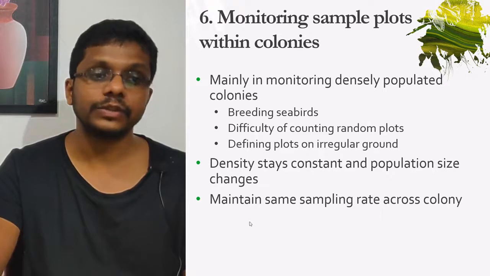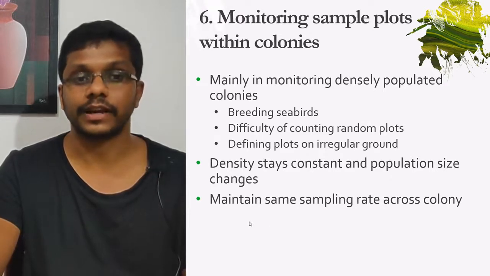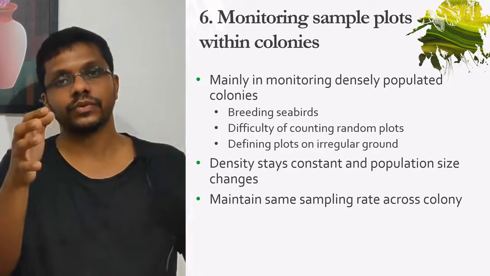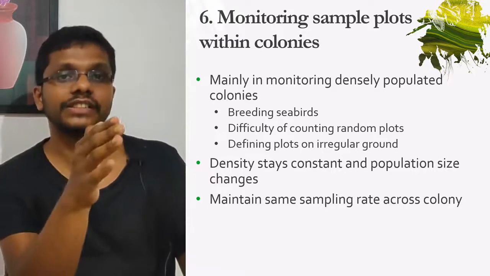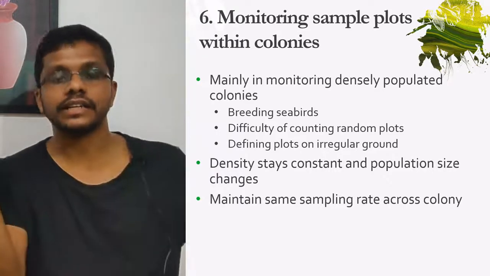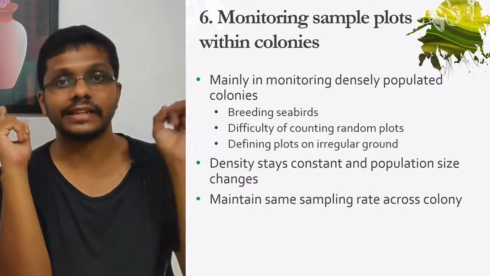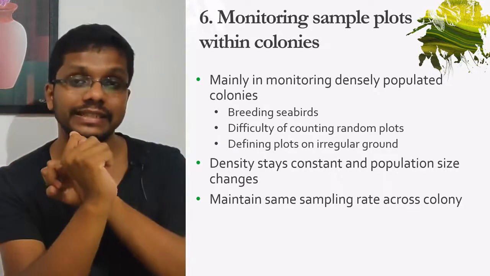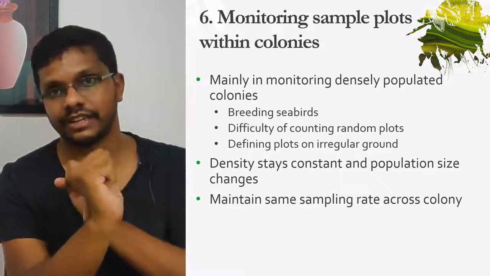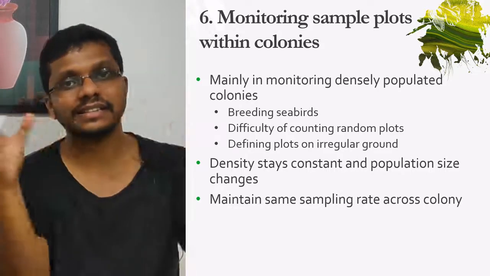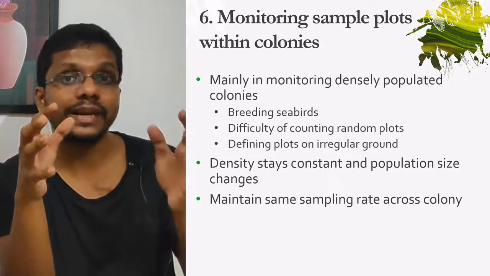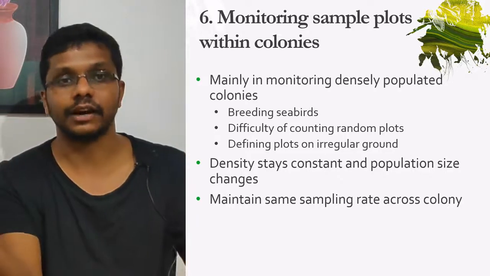So what we can do is maintain sampling rates across the colony. Instead of limiting the sampling locations within the colonies, we will sample the whole area so that we get data about the sampled population density as well as the population coverage. If the population size is decreasing, there may not be a change in density but there will be a change in coverage.